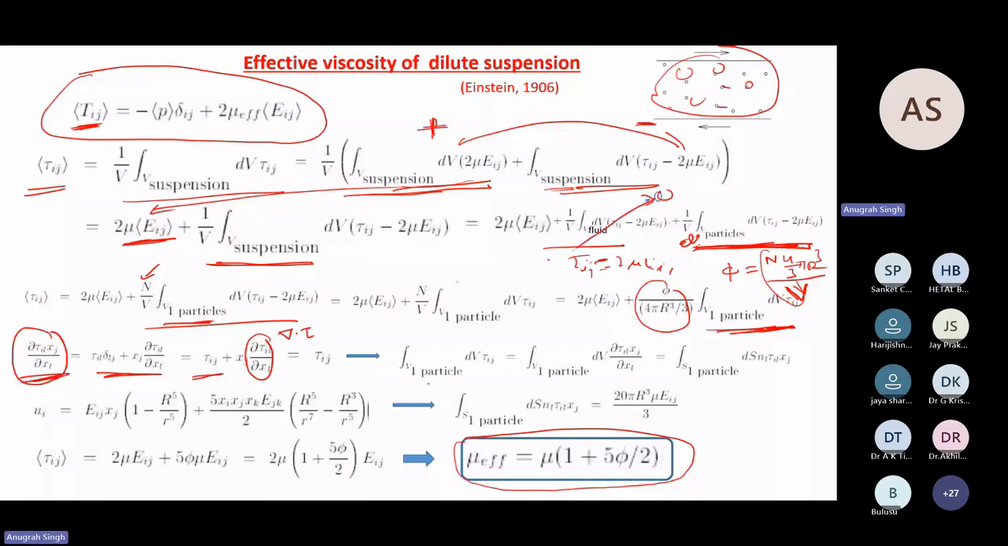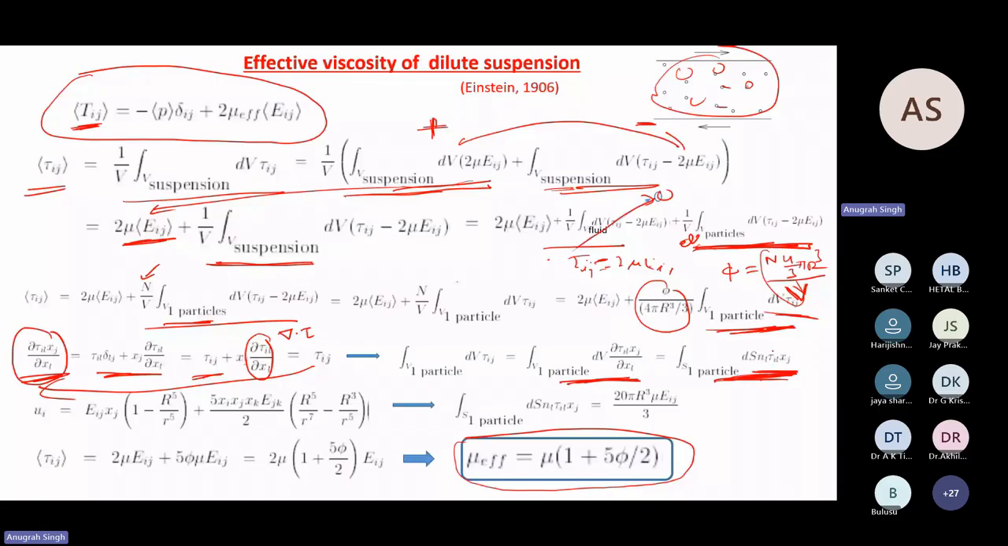So using this, the tau ij which was appearing here, we can write as del of tau il xj by del xl. Now we can use the divergence theorem. If you have a volume integral of the divergence of a certain quantity, that becomes a surface integral of tau il xj nj, where nj is the unit normal on the surface. This we can easily handle. We can easily integrate on the surface of the particle. So all you have to do is this integration, and this solution is available.